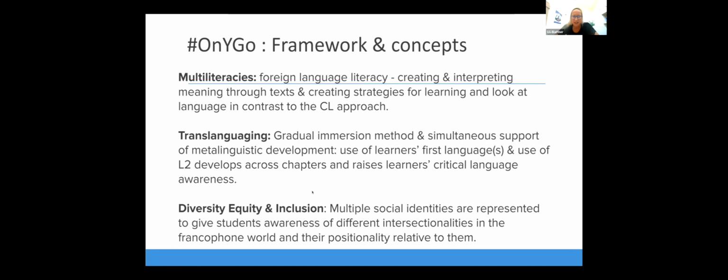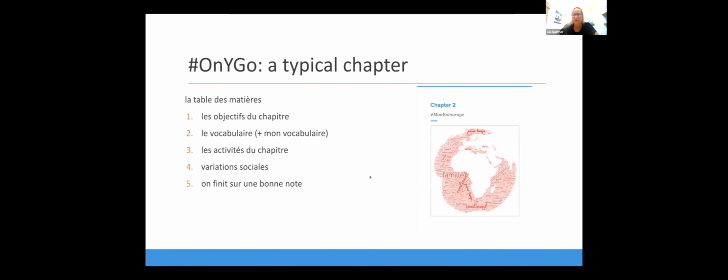And then finally, we really wanted to focus on diversity, equity, and inclusion. So multiple social identities are represented throughout the textbook to give students awareness of different intersectionalities in the Francophone world and their positionality relative to them. So again, we wanted to stay away from the French-centric typical textbooks that are available on the market to present a more representative view of the Francophone world to our students.